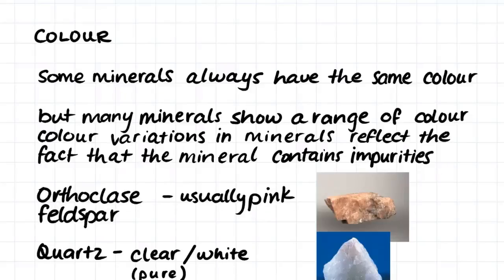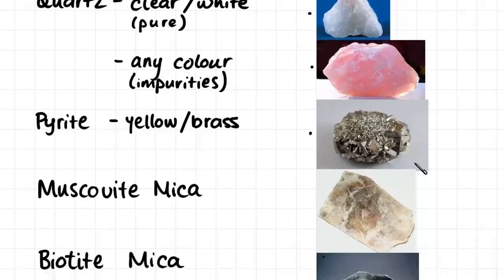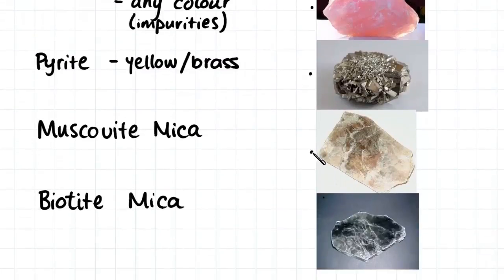Here are a few examples of different minerals and their colours. Orthoclase feldspar is usually found to be pink. Quartz, when it is quite a pure mineral and doesn't contain any impurities, will be white or clear. When quartz contains impurities, it can be pink or many different colours. Pyrite usually presents as a yellow or brassy metallic colour. Muscovite mica is often a light colour, a sort of beigey or yellowy colour, and biotite mica will often come in a grey or a black colour.